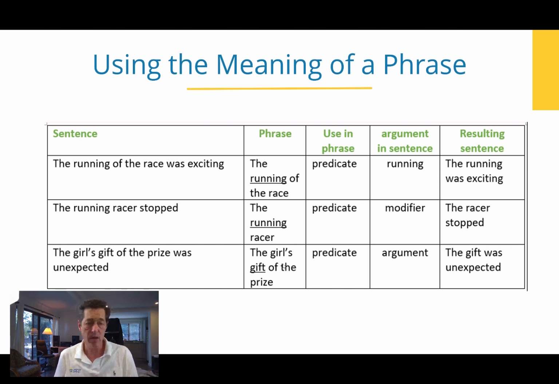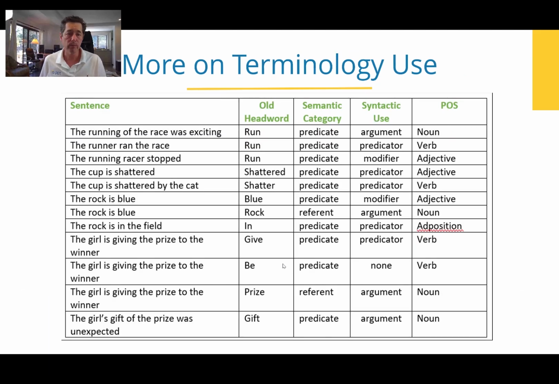And then the last example, the girl's gift of the prize was unexpected. A gift is the thing that you've given. So the predicate there is giving. There's a whole paper that took something like 5 years just to do the analysis of how those types of phrases are put together. But the girl's gift of the prize is being used as an argument in the sentence, and so you can see there that the resulting sentence is the gift was unexpected. Okay, so that's just introducing the different terminology.